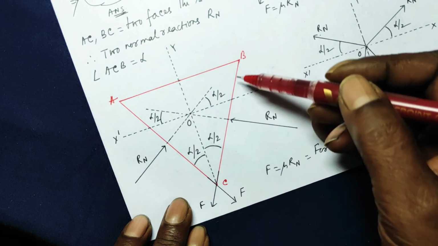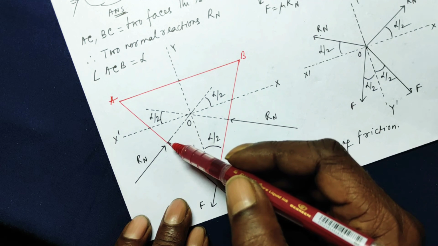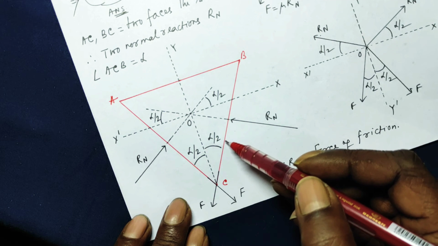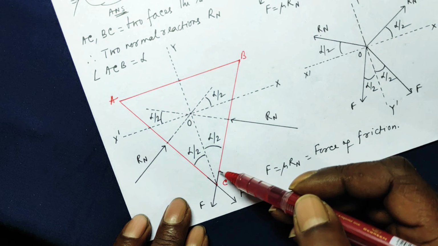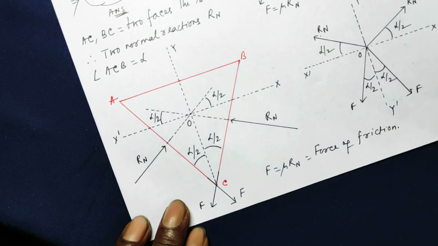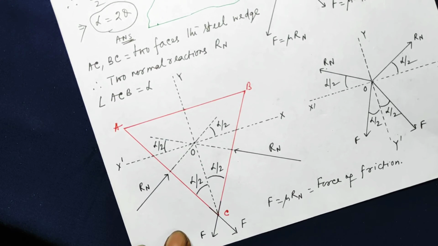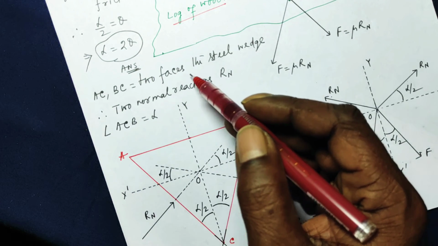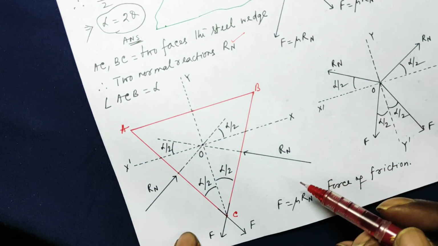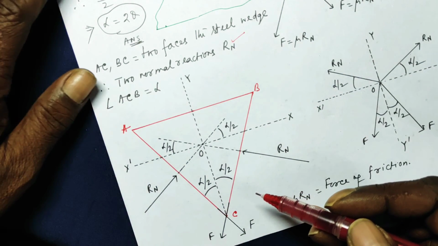And on the side AC and side BC, there will be two reaction forces. I have shown it here for the side AC, and for the side BC I have shown it here. You can show it here, you can show it here. This reaction you can also show at any point, doesn't matter. Now, these are the two reaction forces. AC, BC are the two faces of the steel wedge, therefore the two normal reactions are N. And it is given angle ACB is alpha, so this is alpha by 2, this is alpha by 2.